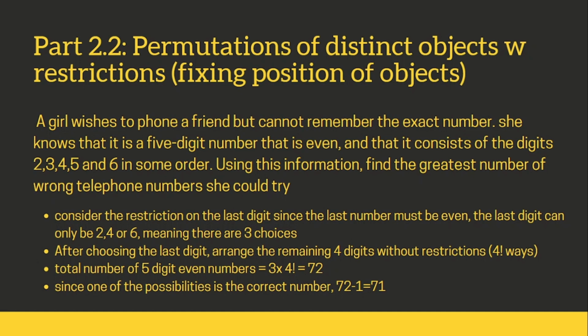But since one of the possibilities will be the correct number, this means there will be 72 minus 1 equals 71 different possibilities.